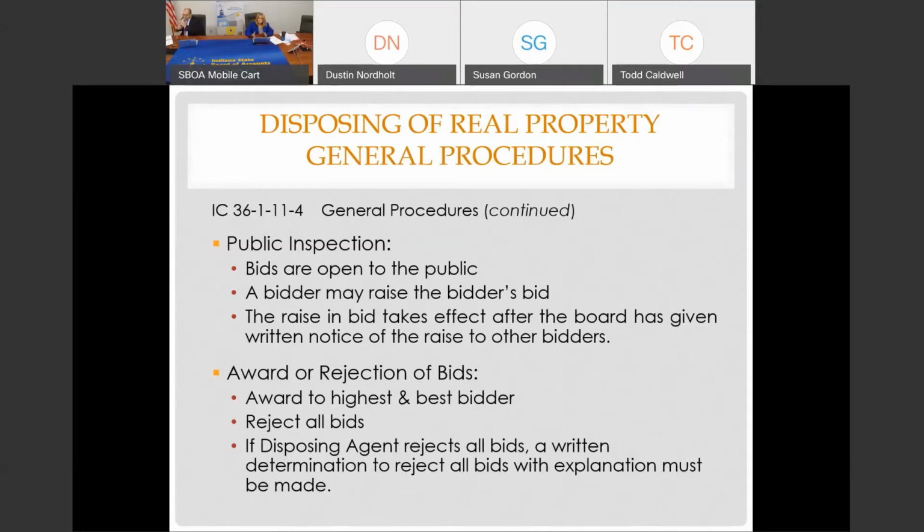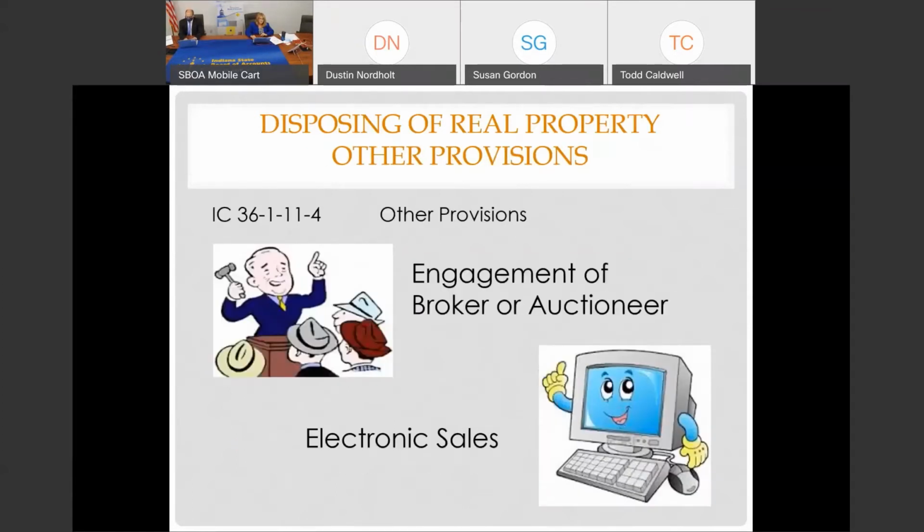So those were, believe it or not, the general procedures in 36.111.4. There's an approval process and an appraisal process, an advertising process, and an award process. The rest of the time that we have is devoted to exceptions or alternatives to these general procedures. And one alternative, or a couple of alternatives that the disposing agent has, is they can engage a broker or an auctioneer, or they can conduct the sale electronically.